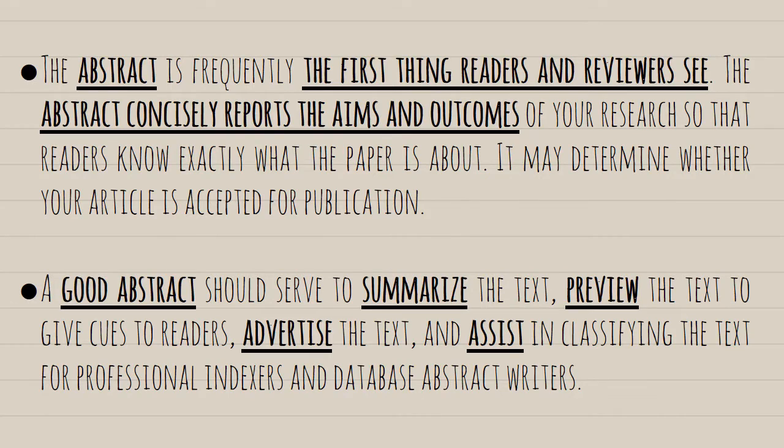What is abstract? The abstract is frequently the first thing readers and reviewers see. It concisely reports the aims and outcomes of your research so that readers know exactly what the paper is all about. It determines whether your article is accepted for publication or not. A good abstract should serve to summarize the text, review the text to give cues to readers, advertise the text, and assist in classifying the text for professional indexers and database abstract writers.